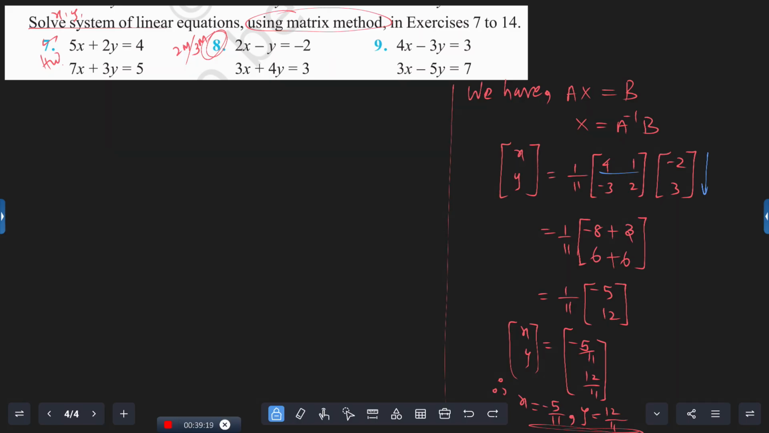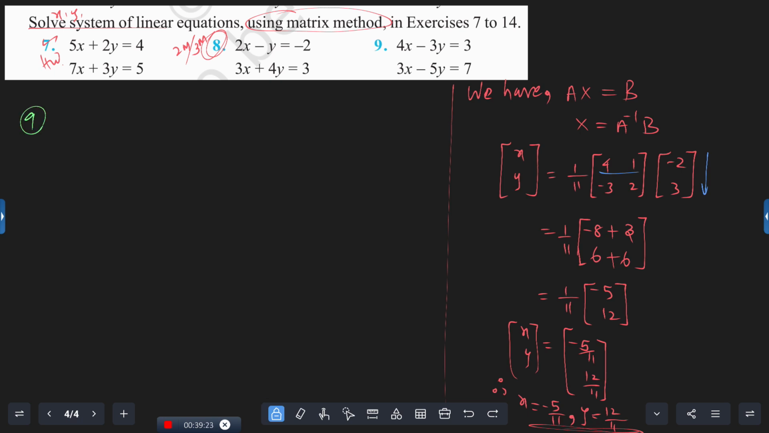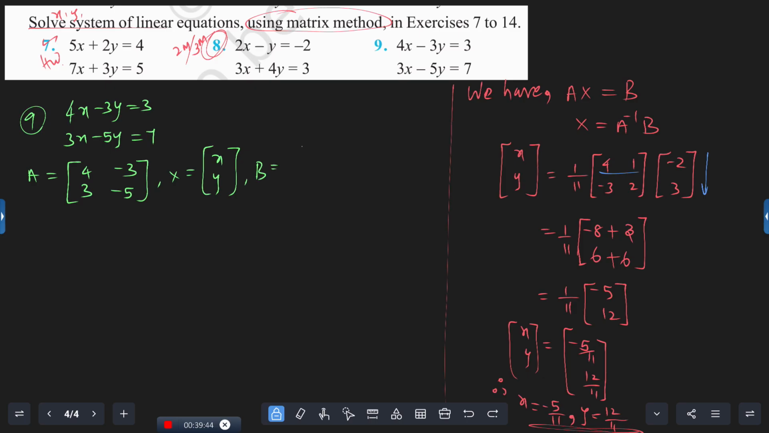Okay, 9th one. So the 9th one we are moving. What is that? 4x minus 3y equal to 3, 3x minus 5y is equal to 7. First, the A matrix I am forming: 4, minus 3, 3, minus 5. The X matrix is the variable matrix, and the constant matrix is 3, 7.